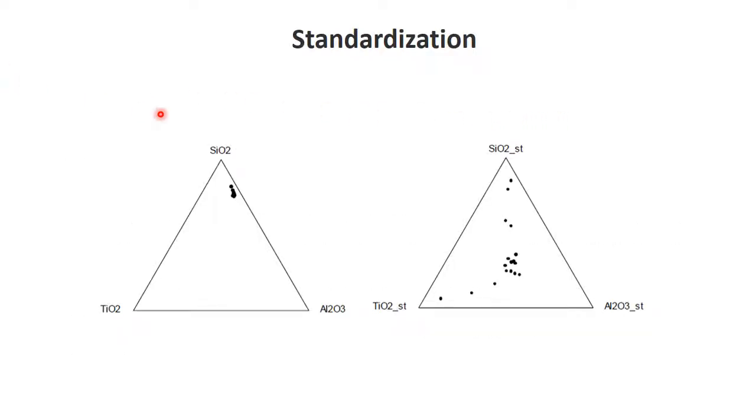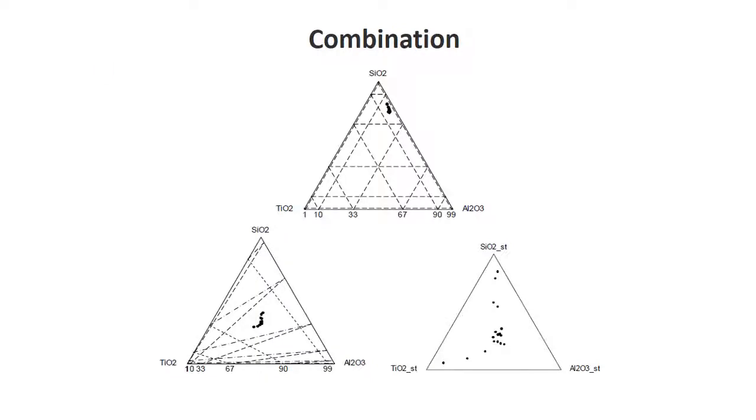So here is the result of that standardization with variance. Again, now your samples are much more spread out over the entire ternary diagram. We can then do the combination of both, and then we get basically centering and standardization. So now we are looking at the original samples or compositions by the standardized values.